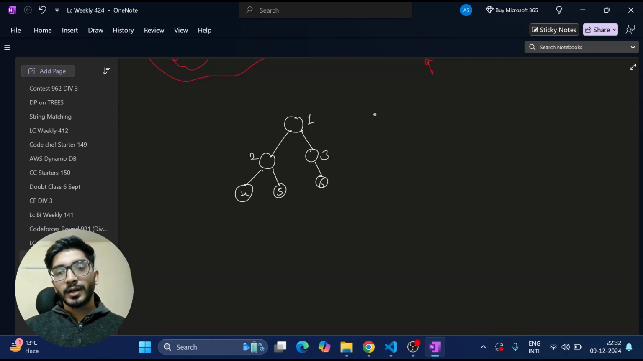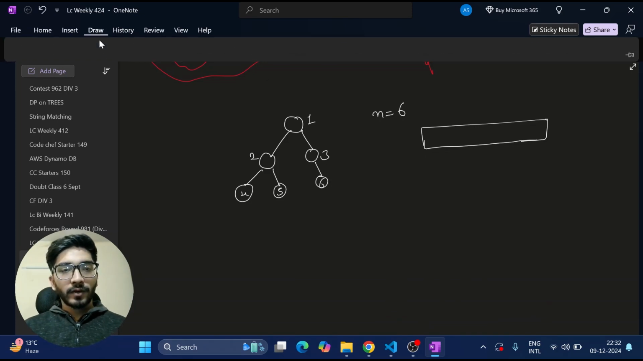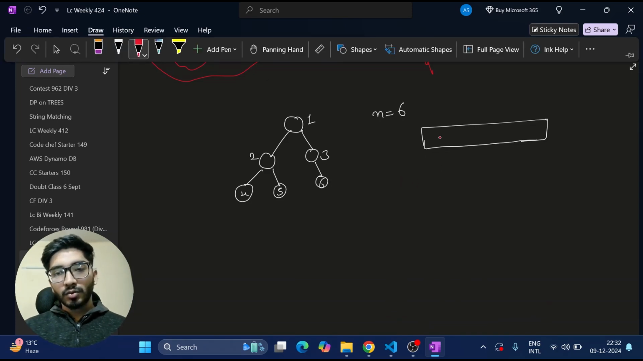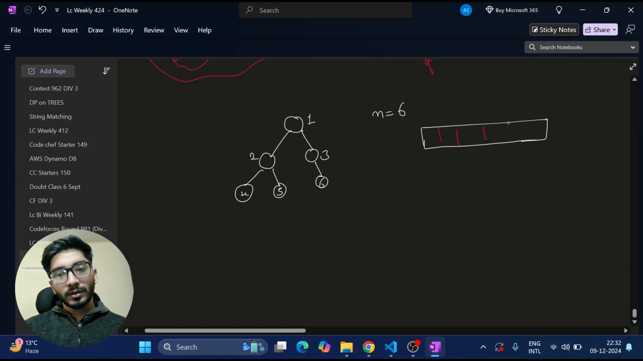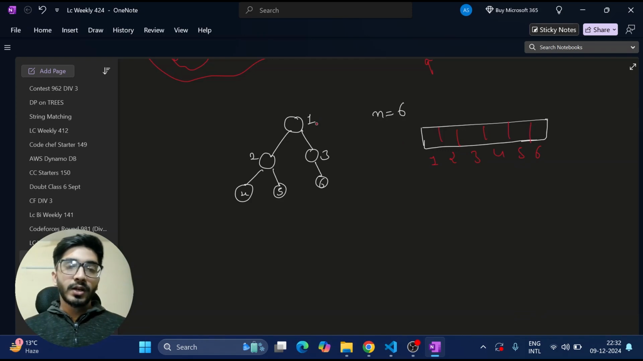So we can say for this tree n is 6, and we have to construct an array such that if we assign values to all of these nodes, this is nothing but a of 1, 2, 3, 4, 5 and 6. So we need to assign values to all of these positions such that the difference of the two values should not be a prime number.